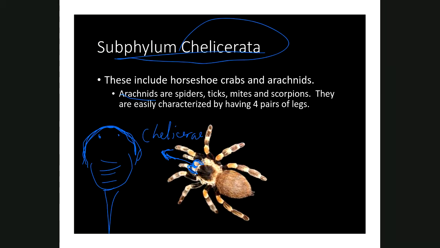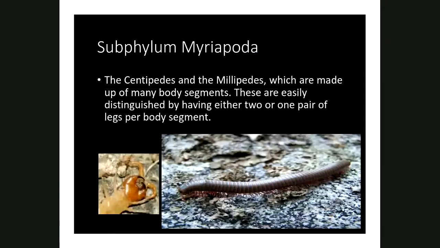Right. And keep in mind how many pairs of legs these things have. The arachnids have 4 pairs of legs. The horseshoe crab has more, but since we're not talking about the horseshoe crabs, don't worry about it. So remember, arachnids have 4 pairs of legs.